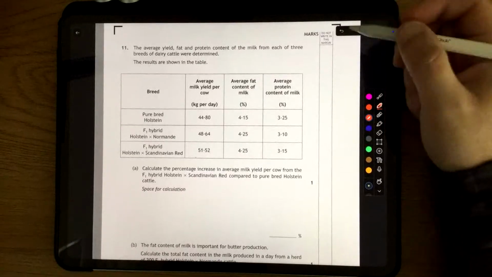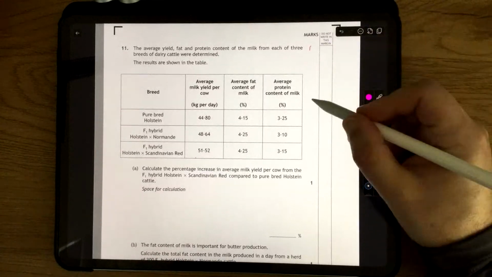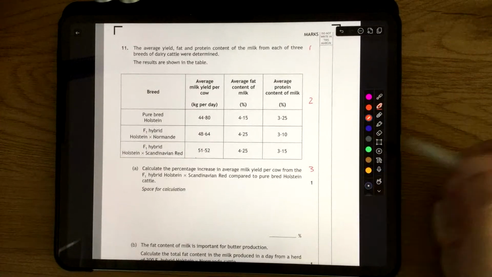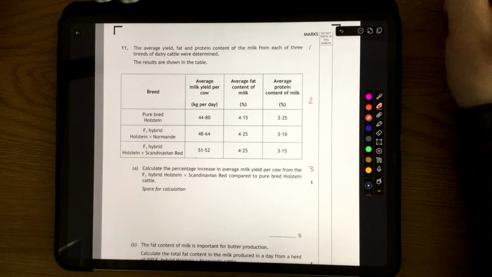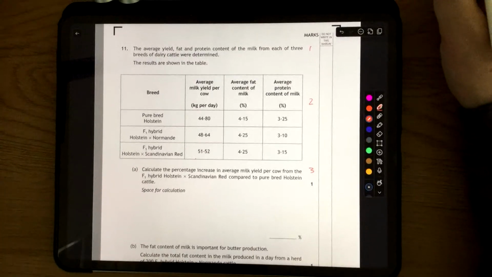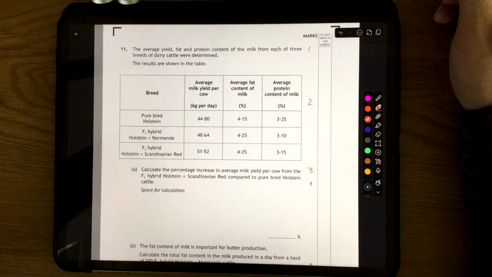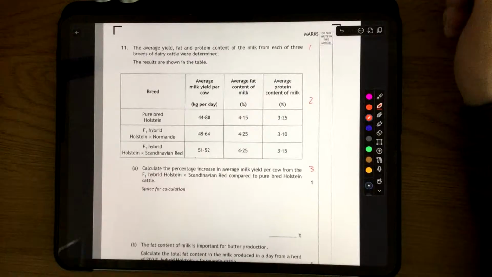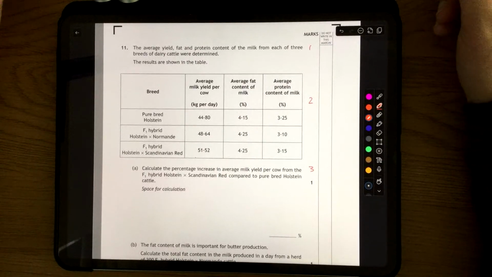So I take a pen. The first step is the context, the second step is the data, and the third step is the actual question itself. So step one, look at the context. It's going to tell you the story about what is going to be presented to you in the table, right? So simply we'll just read it.